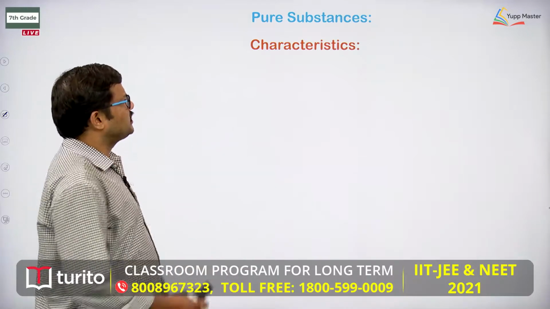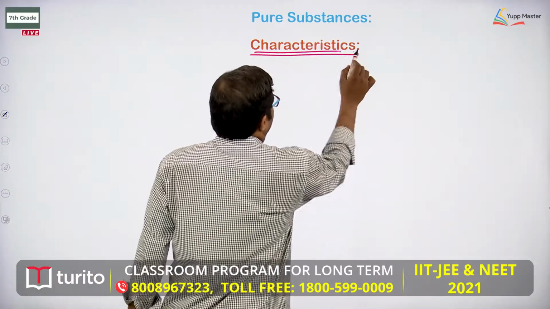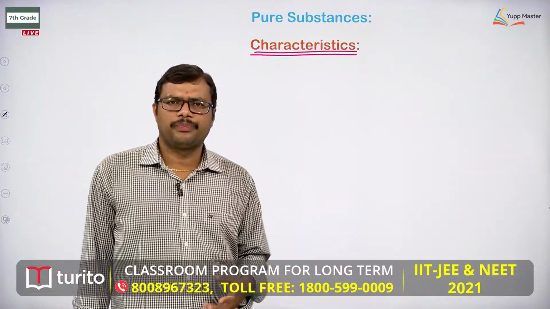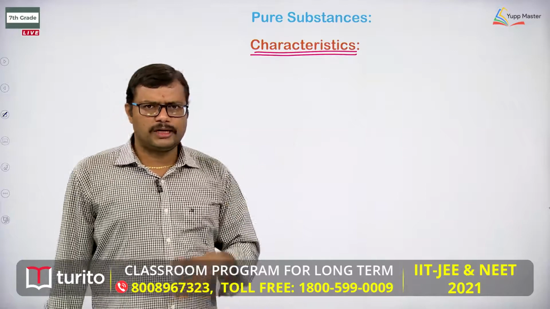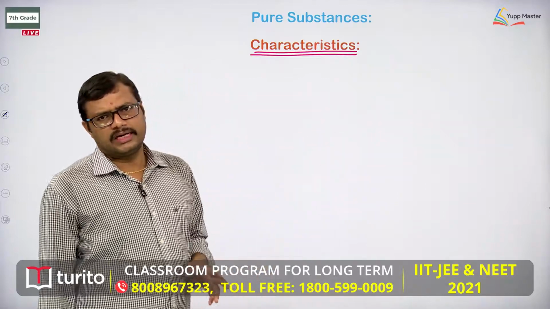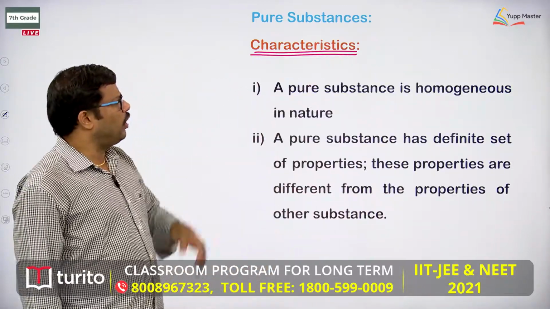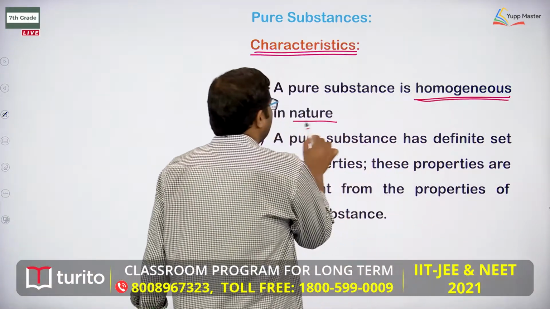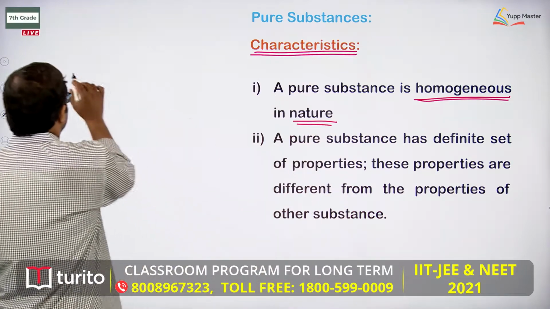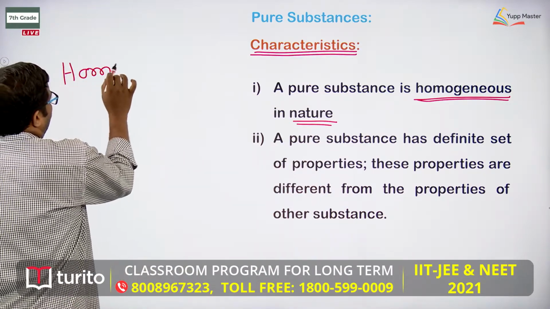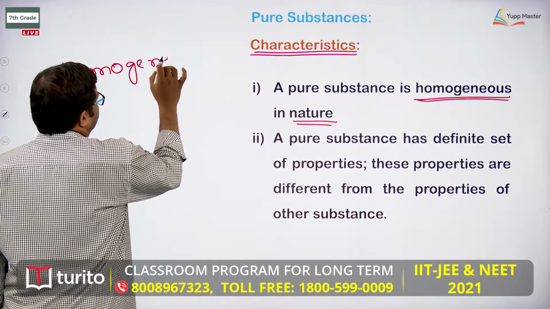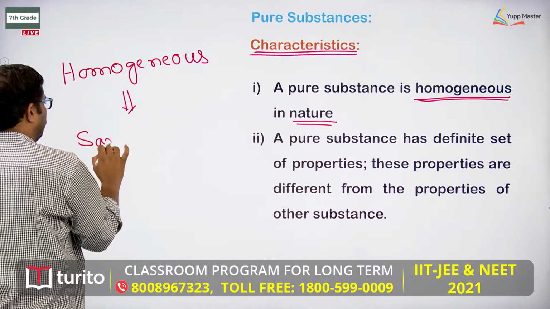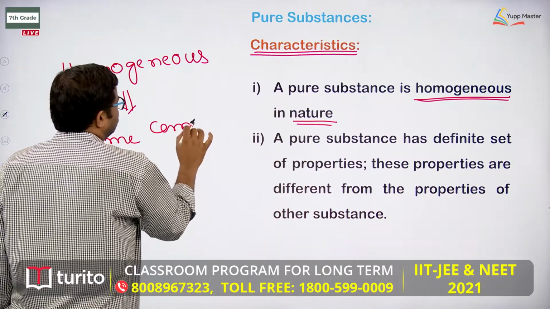What are the characteristics of this particular pure substance? How can we analyze whether the given compound is pure or not? So, depending upon the characteristics exhibited by the pure substance, we can categorize it as a pure substance. So, when you observe, a pure substance is homogeneous in nature, it will have the same composition. As I told you, homogeneous means homogeneous in nature. So, same composition throughout, okay. So, this is going to have the same composition.